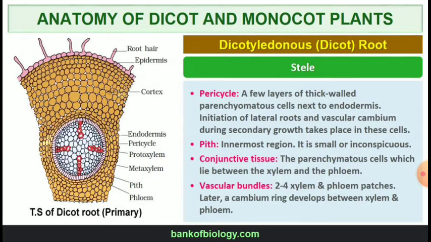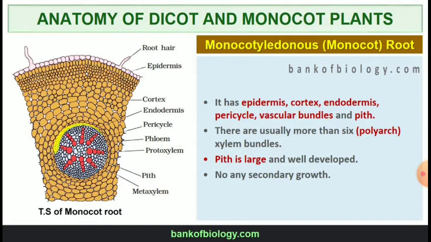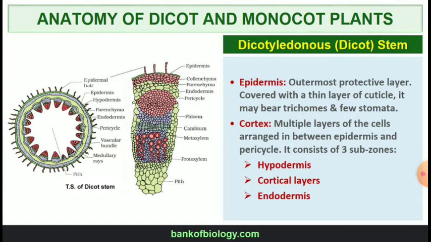The dicotyledons have 2 to 4, usually 4, so they are known as tetrarch. They have only 4 vascular bundles. But here they have more than 6 vascular bundles, so they are known as polyarch. The pith is large and well developed, and no secondary growth is seen in the monocotyledon root. Rest all is the same as the dicot root.